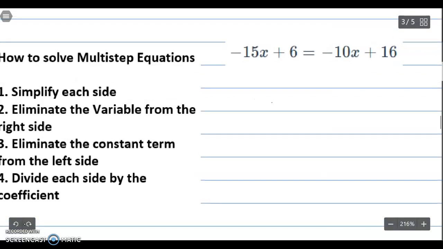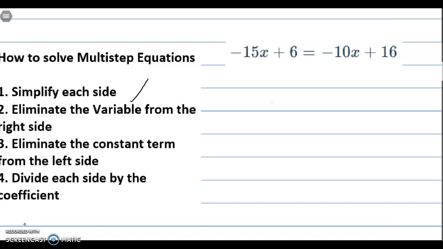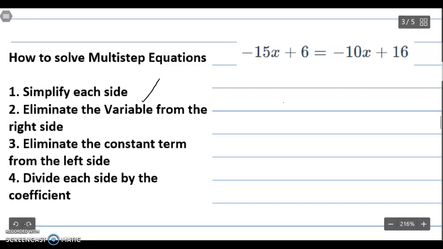I'm going to zoom in here and follow each step. Simplify each side. Well, they're already simplified. All right, next step, eliminate the variable from the right side. So to eliminate the variable from the right side, I'm going to move this negative 10x by doing the opposite. The opposite of negative 10x is adding 10x, and add it with the like term on the other side.